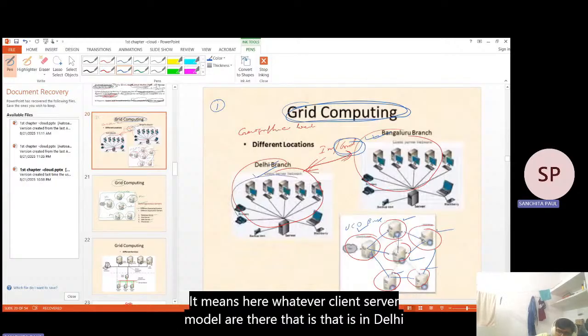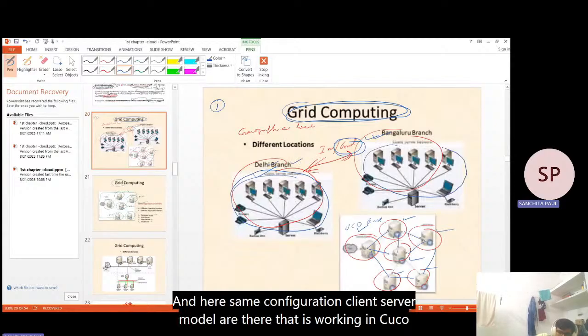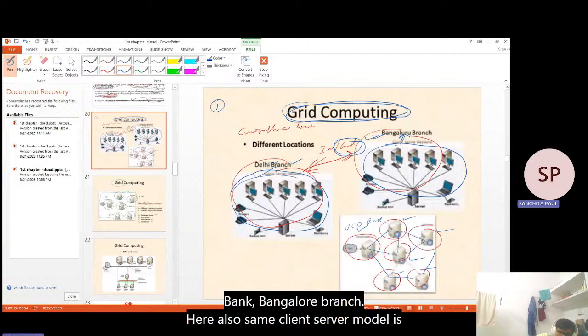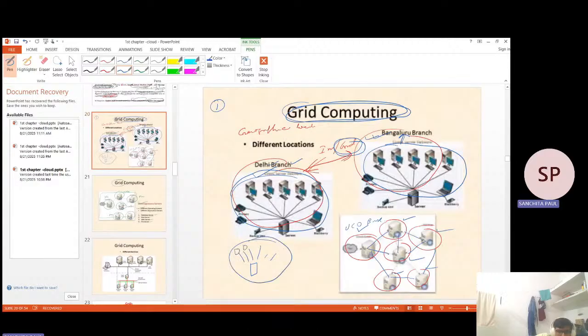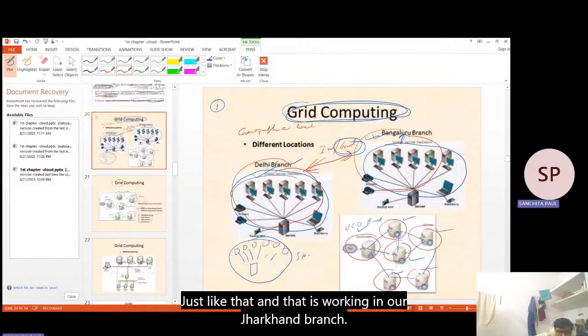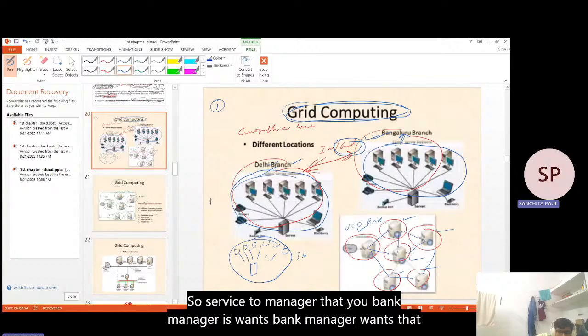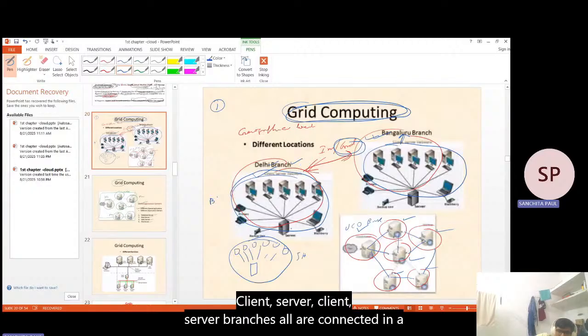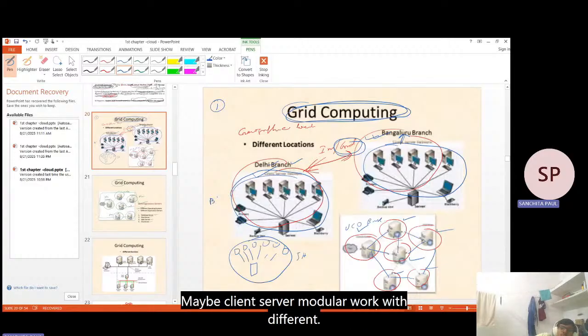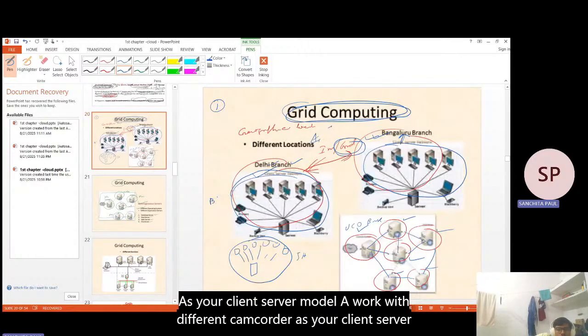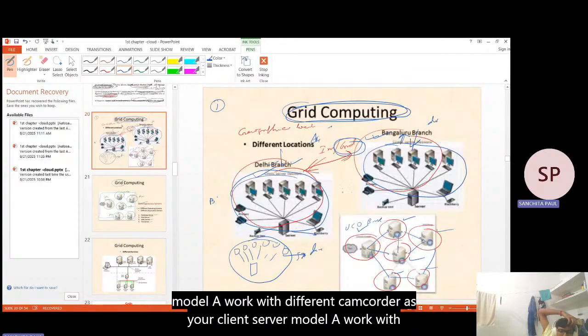It means whatever client server model is in the Delhi branch of UCO Bank, the same configuration client server model is in the Bangalore branch, and here also the same client server model is there, working just like that in our Jharkhand branch. The bank manager wants all the client servers of his branches to be connected in a network, not separate. Maybe each client server model is doing different work, but they want all connected in a single network.